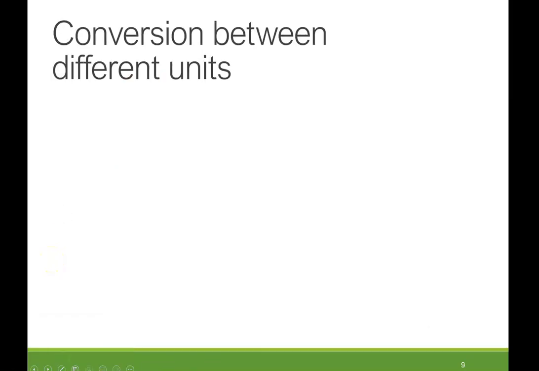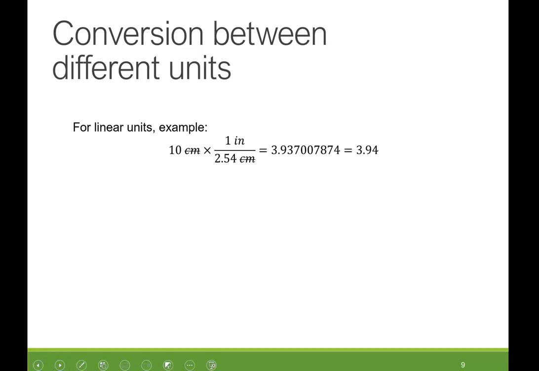Okay, so let's look at an example. For just a linear unit, say I want to convert 10 centimeters into inches. I start with the quantity that I have, the 10 centimeters, and I multiply by the conversion factor, right? We know that 1 inch is 2.54 centimeters. You guys remember hearing this before? How many of you would have been able to remember that conversion factor offhand?